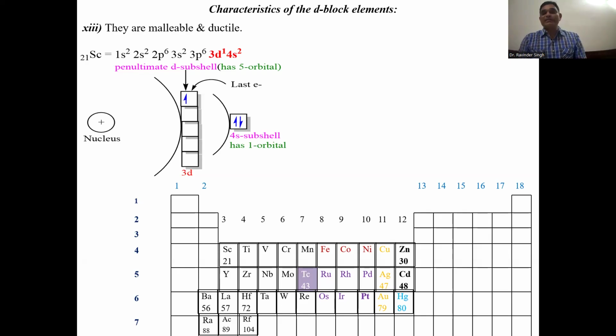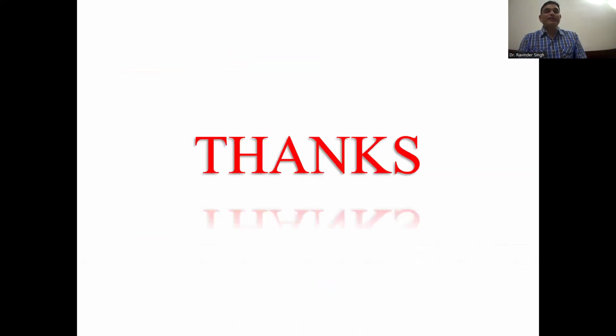They are malleable and ductile because of their metallic nature. As we already explained during the characteristics of the S or P block elements, malleability means conversion into sheets, and ductility means conversion into wires. So the d block elements can be used in the formation of sheets and in wires. In home appliances, you can see you are using copper wire and silver wire, due to their ductile nature. So d block elements are both malleable and ductile.